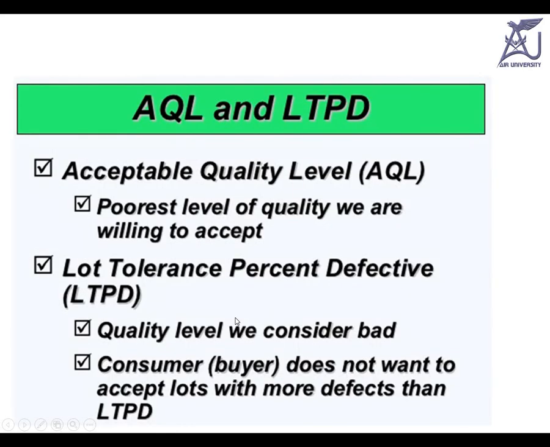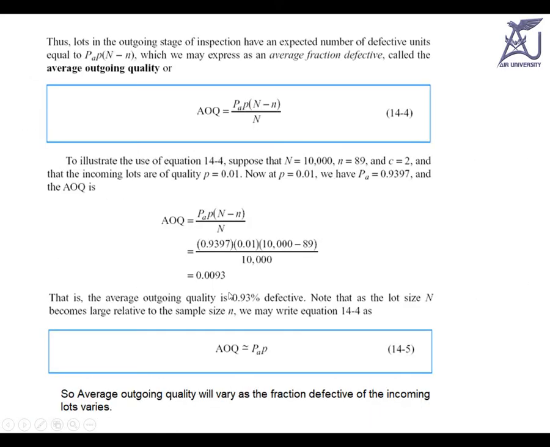In this example we calculated that it was equal to 0.9392. Suppose p is 0.01, and now you want to find out the average outgoing quality, that is 0.9392 times 0.01 multiplied by 10,000 minus 89, divided by 10,000. Now the average outgoing quality is just 0.0093, that means 0.93% defective. This is the average outgoing quality.